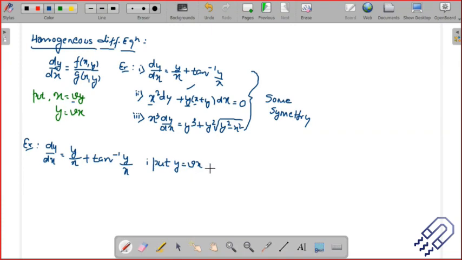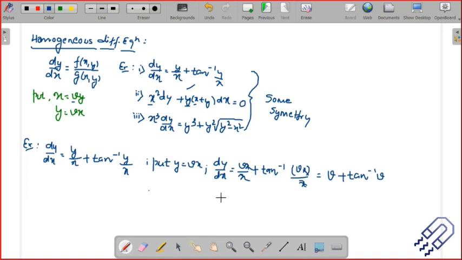So if I put y is equal to vx, I can simply write it down as dy/dx is equal to y, which is actually vx divided by x, plus tan inverse of vx divided by x. So the x will just cancel out and I will have a function of only v. So it will be v plus tan inverse v. So on the right hand side we have got it as a function of v, so the things become simpler now.